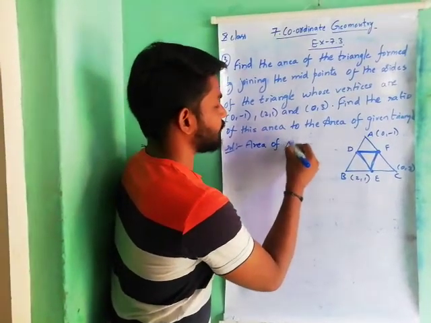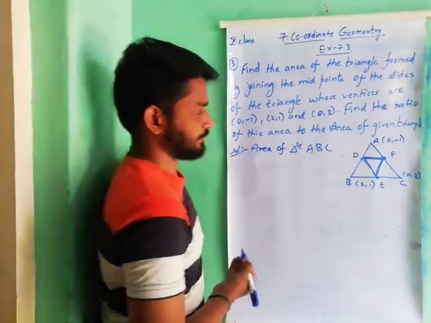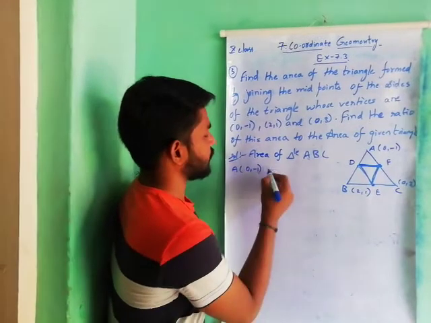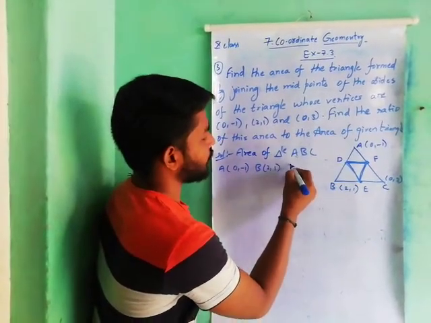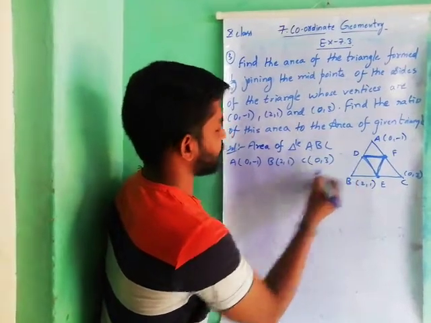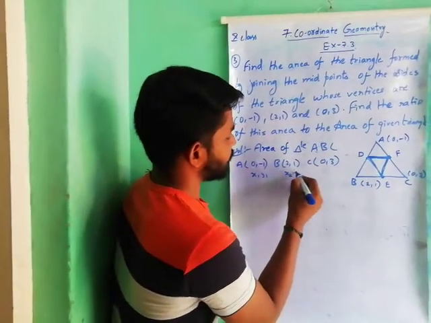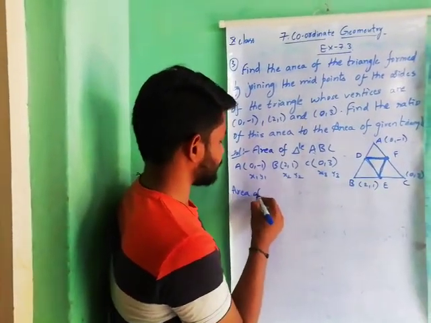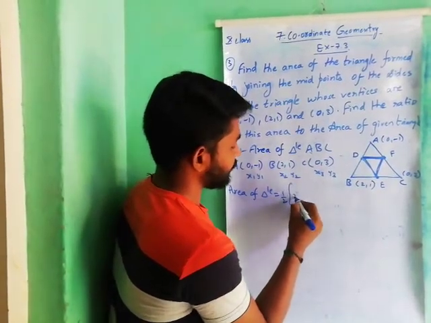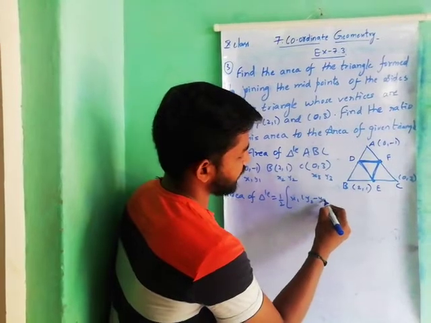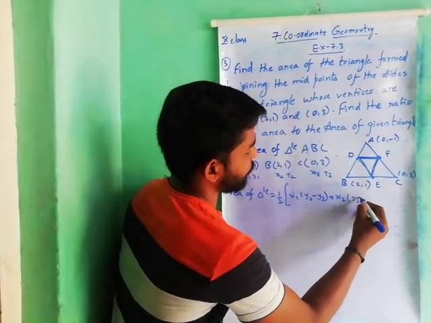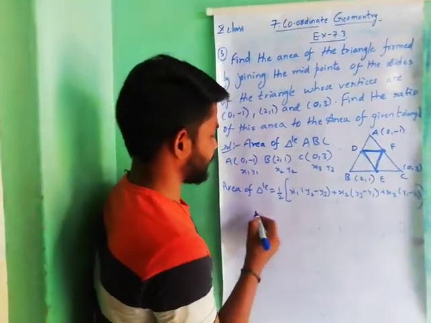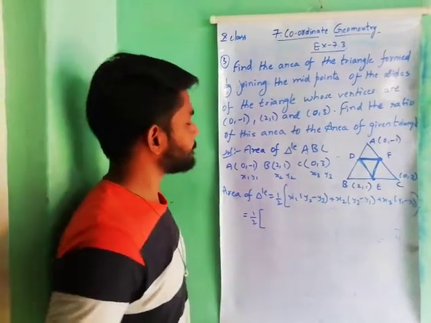Area of triangle ABC. So A point (0, -1), B point (2, 1), C point (0, 3): x1 y1, x2 y2, x3 y3. Area of triangle is half into x1 into (y2 minus y3) plus x2 into (y3 minus y1) plus x3 into (y1 minus y2). Now we have to substitute carefully.